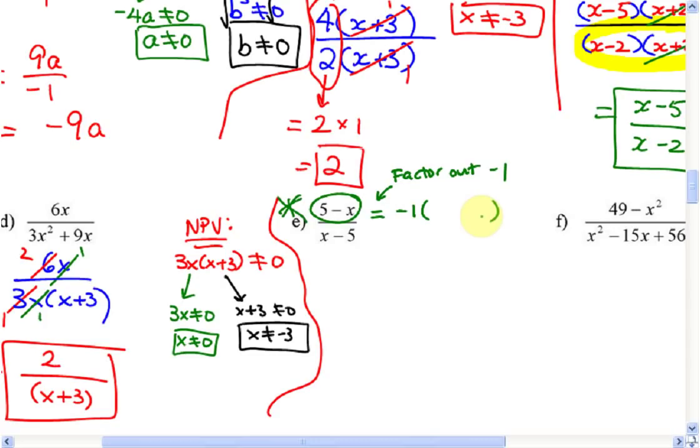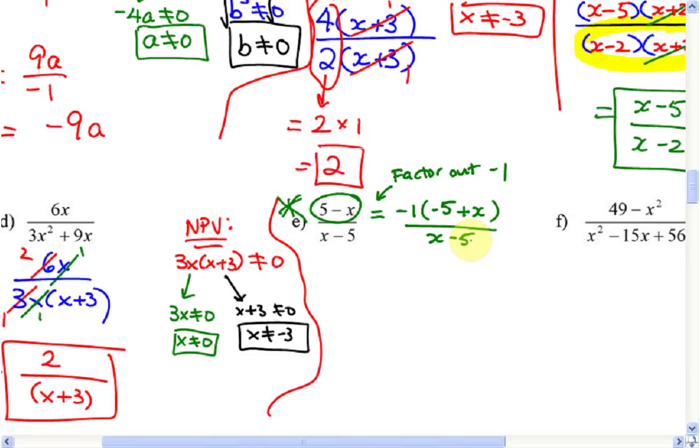What's 5 divided by negative 1? Negative 5. Good. What's negative x divided by negative 1? Just a positive x. Okay? Now the bottom's still the same. Okay? Now, notice here I've got negative 5 plus x.